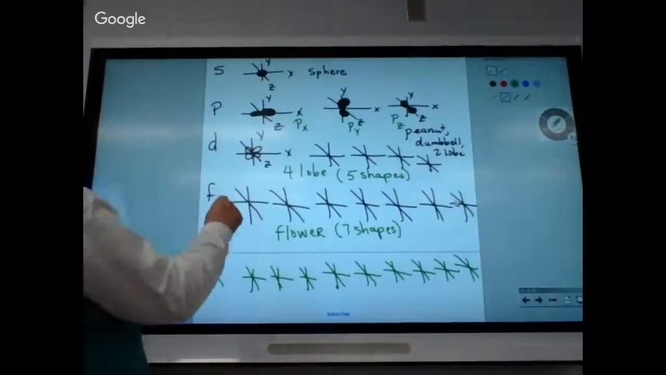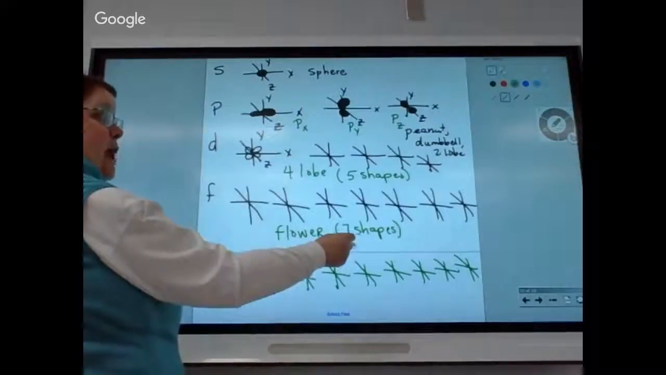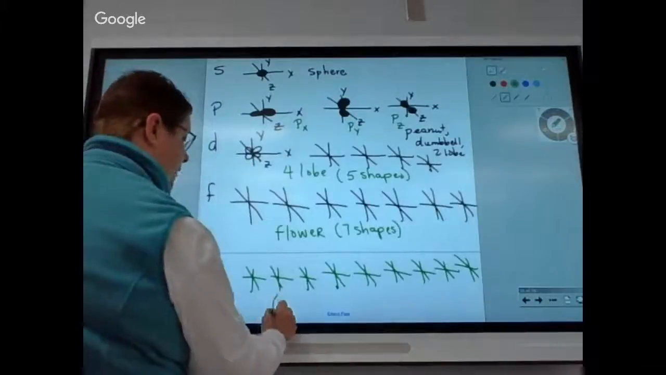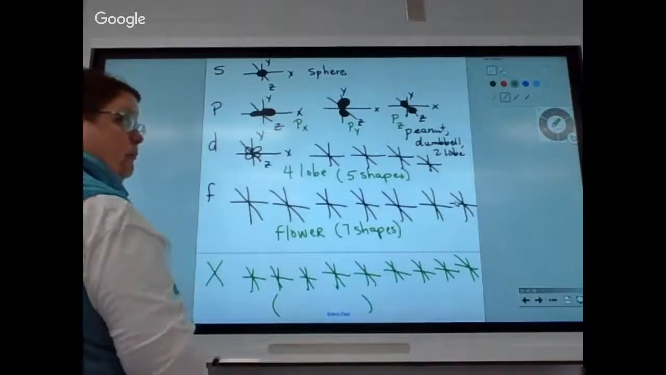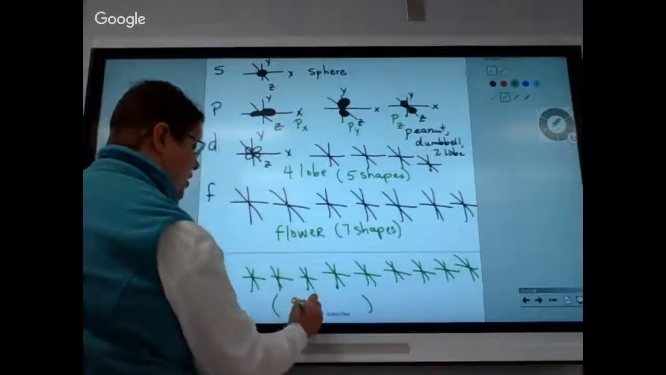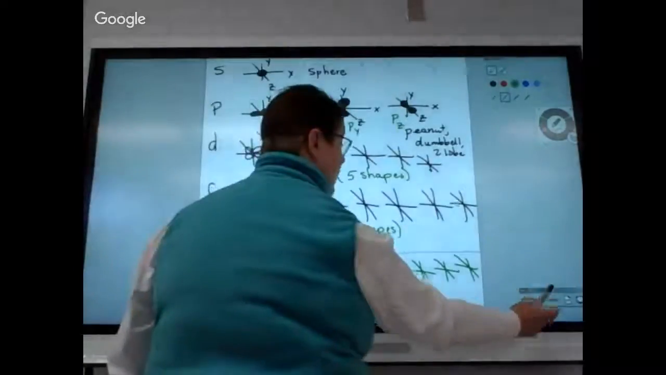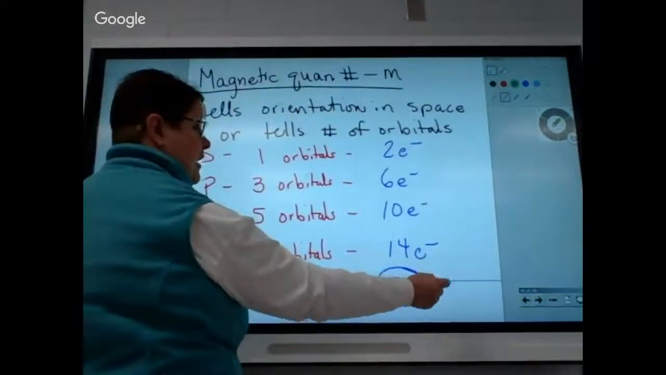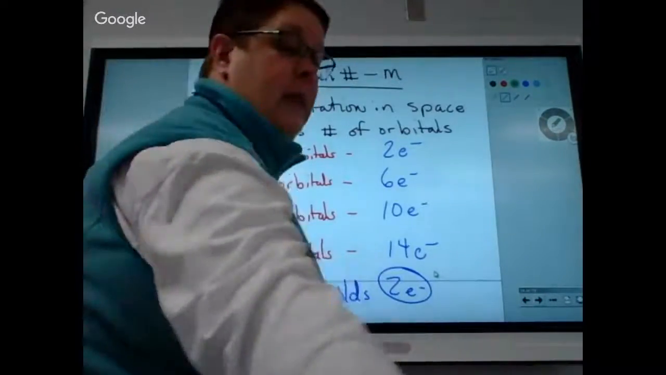So this would be how many different shapes or different orbitals for F. It had 7, right? So orbital, let's just say I named it X, would have how many different shapes? 9. This one would have 9 shapes. So when I get over here to the magnetic quantum number, there would be how many electrons that it could have? It would have 18.